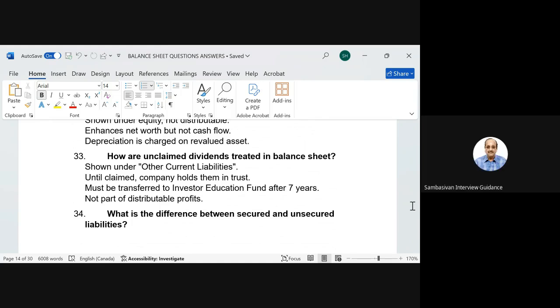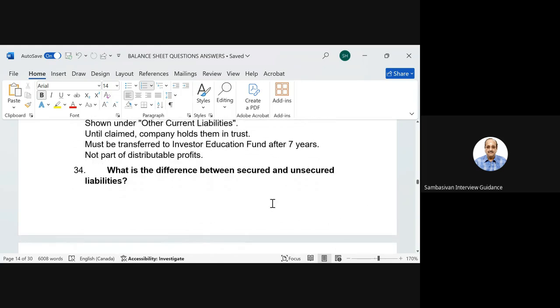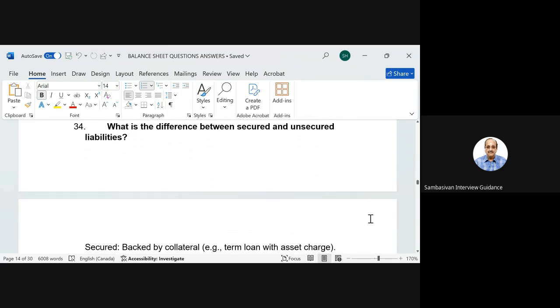It is a dividend paid by the company, not necessarily by a bank. Don't look at it from the angle of a bank. It can be a balance sheet of the company also. The company has declared a dividend, people have not received it. But yeah, continue. Number 34.